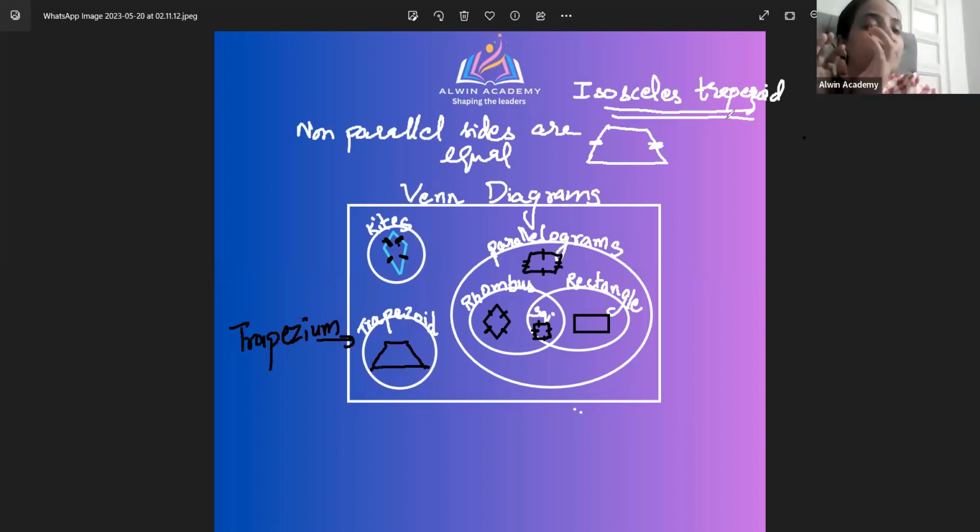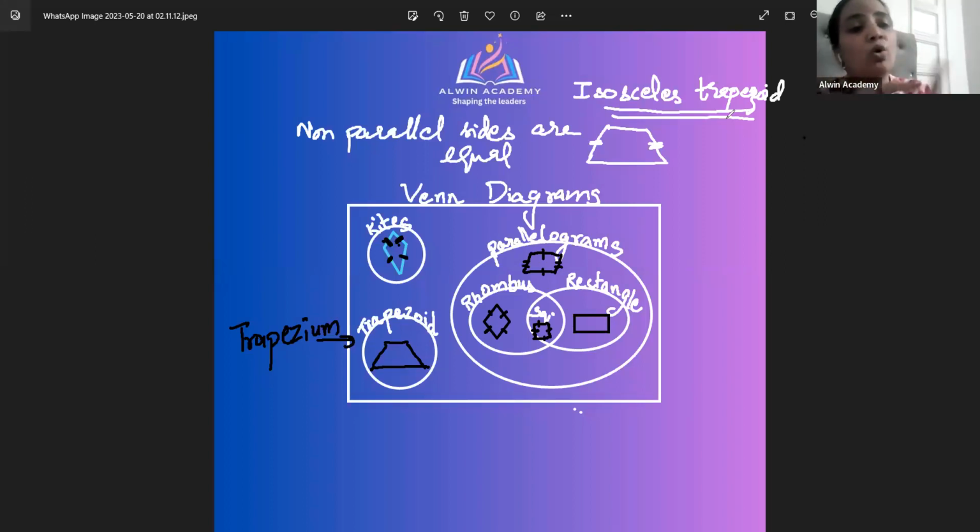Because there is only a small portion in a rectangle is a very small portion, and the product category is parallelogram. And the other category is rhombus. It is not lying in the rectangle category, right? And there are different parallelograms which are not in the rectangle category.